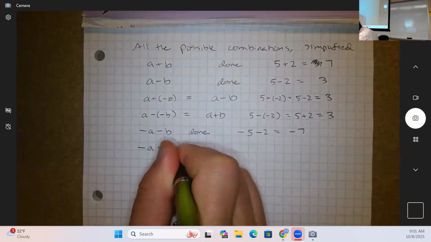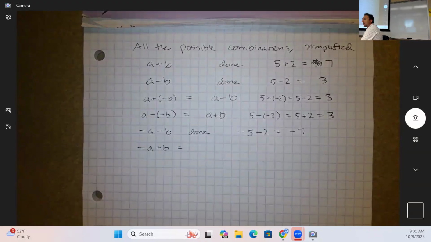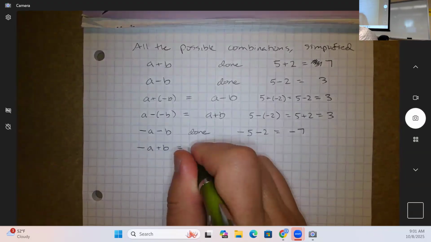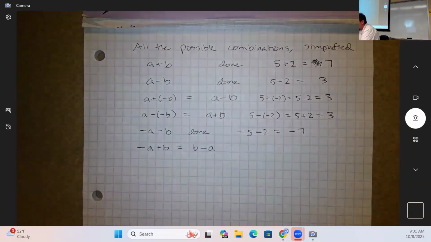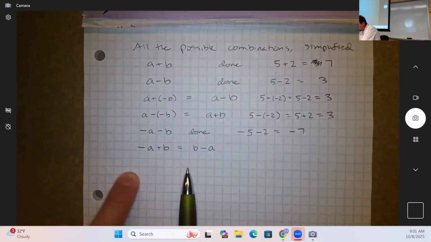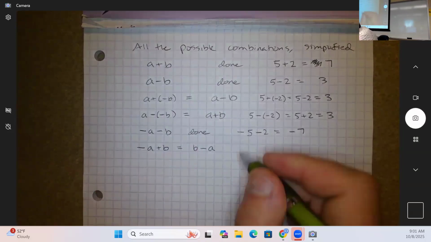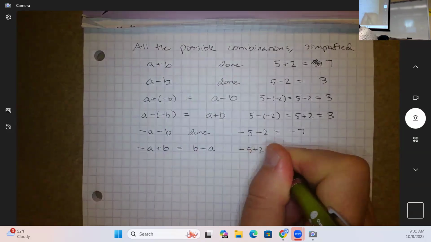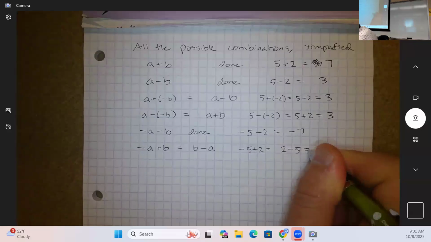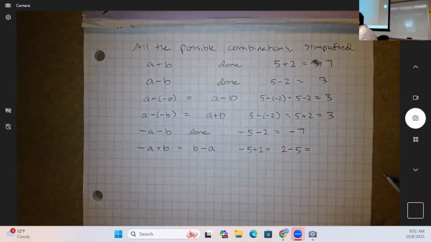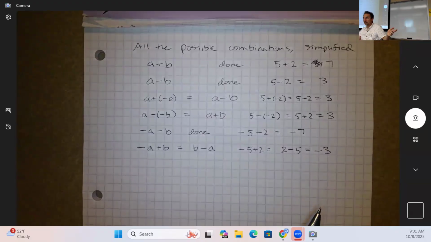Minus a plus b. I could write that a little different. If I wanted to, I could write that as b minus a, right? Minus a plus the b, I could bring the b in front, and that would be like b minus a. That's like -5 plus 2, which is like 2 minus 5. What is 2 minus 5? It's -3, because if you start on 2 and you take 5 steps to the left, you're going to end up at the -3.